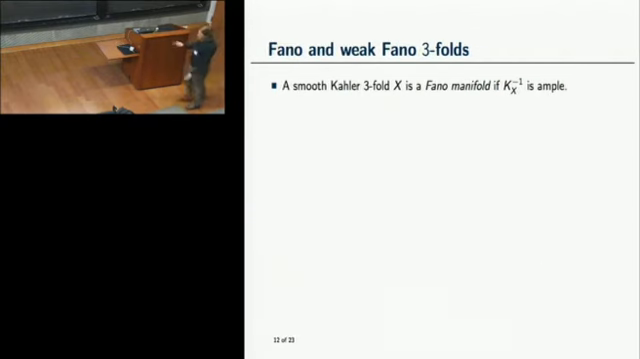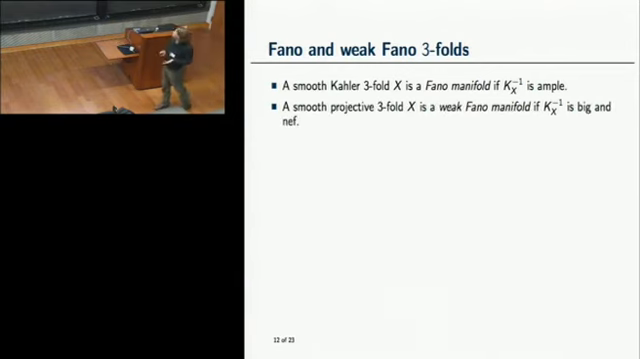Now, I said that Kovalev used Fano manifolds, so I want to say a little bit about Fano and a slight weakening of Fano, which turns out to be very useful. I'm dealing with smooth things at the moment. A smooth Kähler threefold being Fano means its anti-canonical bundle is ample, or positive. For a weak Fano, I want to weaken the positivity condition and have some kind of semi-positivity instead. So the right condition is that instead of being ample, it's so-called big and nef.